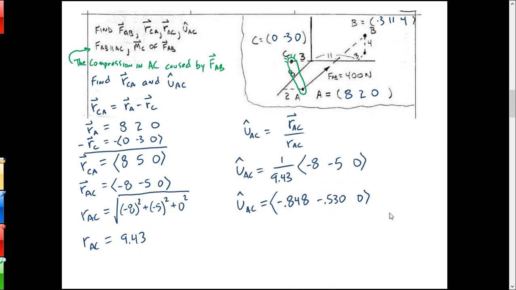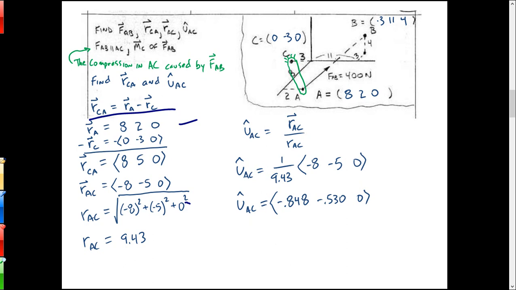All right, now what we're going to do in both cases is we're going to do something with it in a vector from A to C. So we repeat that process, not all the way through, but what we want to do is get position and unit vectors for AC and CA. So to get CA, I take RA minus RC. Again, I switch the letters. RA is 820, RC is minus 0 minus 30. So I get 850 for CA, which means for AC, I get negative 8, negative 50. So they're just the negatives of each other. When you switch the letters, you just change the signs on everything.